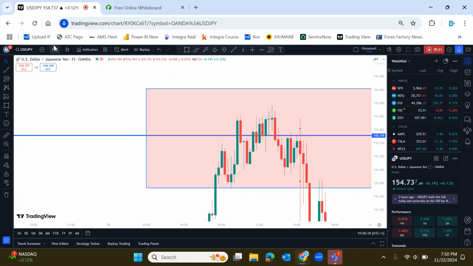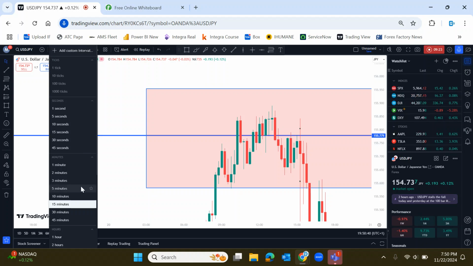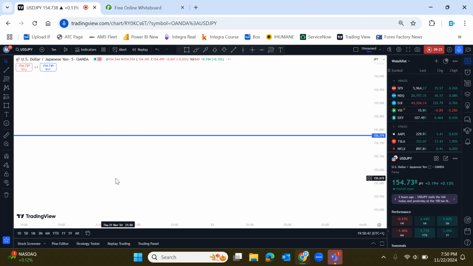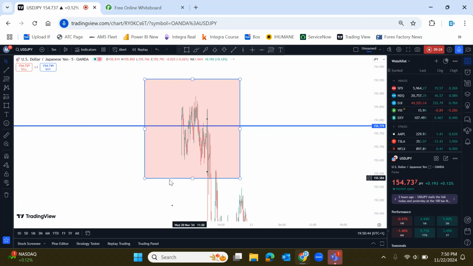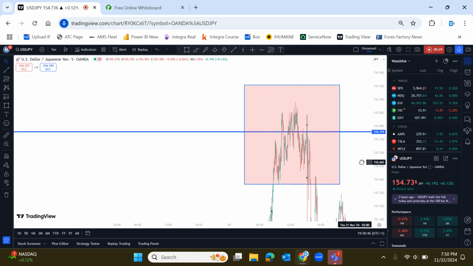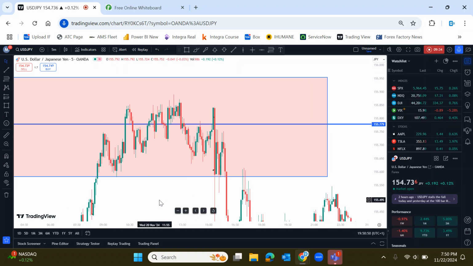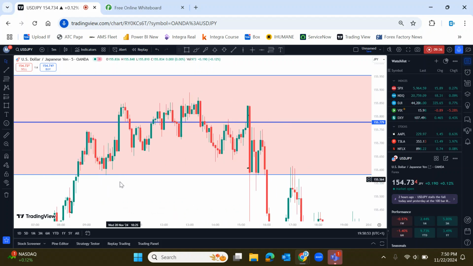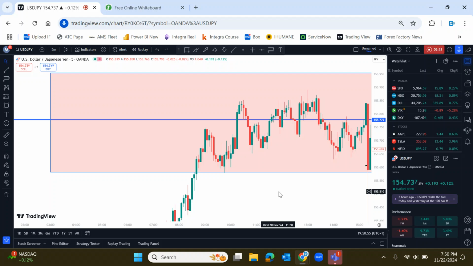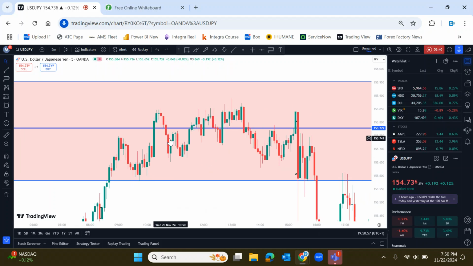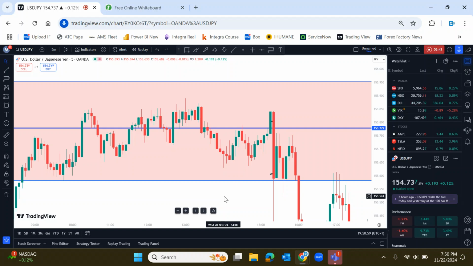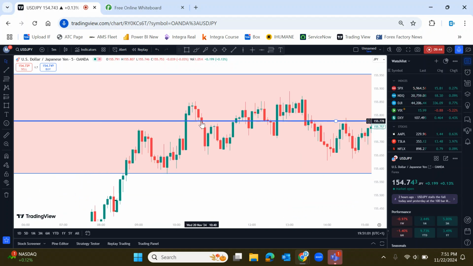Now, let us go down to 5 minutes. What you should be doing is going down to a lower time frame to look at what the price is doing, and see if you can get a fair value gap around that area. So now let's take a look at it, guys. What is happening here? You can see there's a fair value gap that formed around this area in our 5 minute charts.